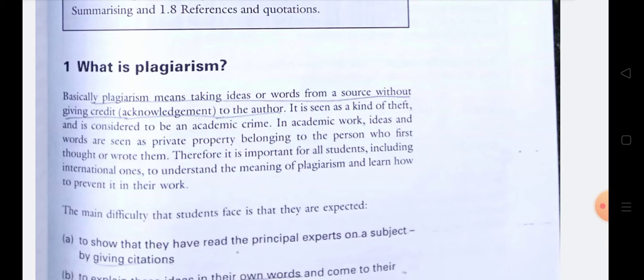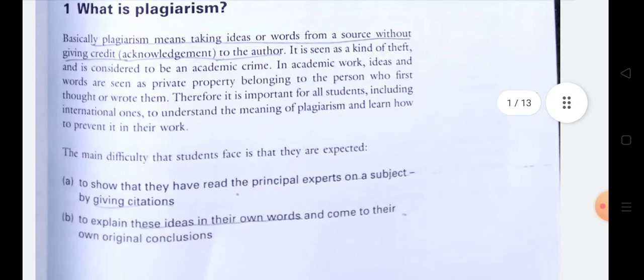Plagiarism means taking ideas or the words from a source without giving credit or acknowledgement to the author. And it basically is a kind of theft, and it is considered an academic crime or academic offense. And punishment is there for such an offense or such a crime. It basically means you steal the ideas of others without their permission or giving no credit to their work. So that is what plagiarism is.